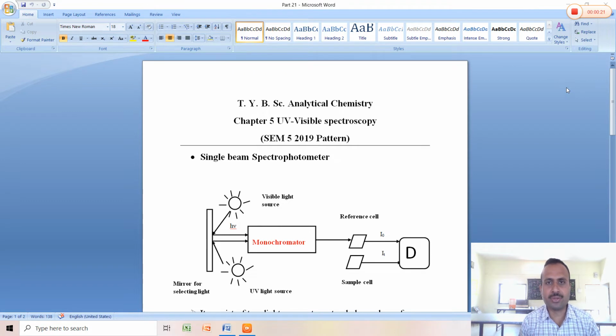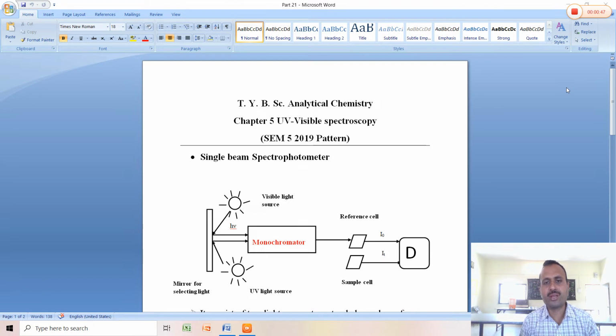Now in the previous lecture we have already learned about the applications associated with colorimetry and spectrophotometry. Now in this lecture we will learn some parts of the spectrophotometer. There are two types of spectrophotometer. One is single beam spectrophotometer, another is double beam spectrophotometer. Now the name itself suggests that a single beam spectrophotometer involves a single beam only.